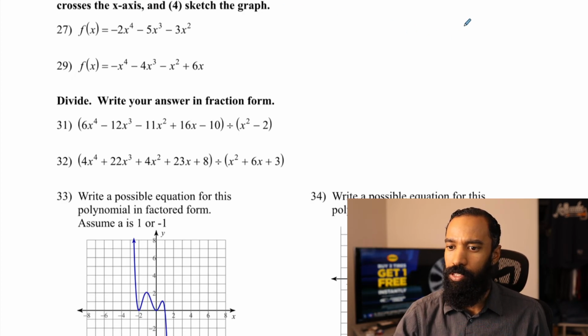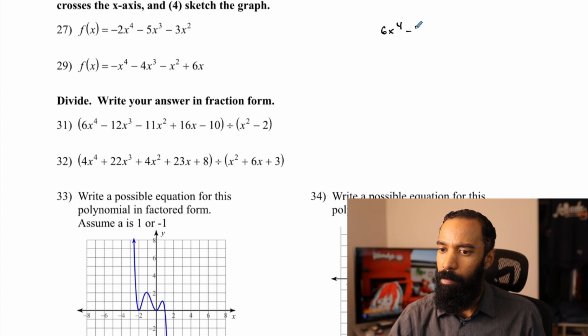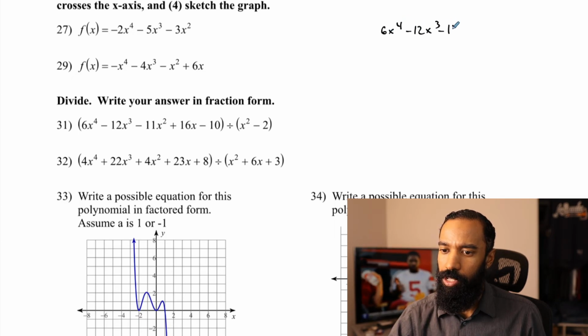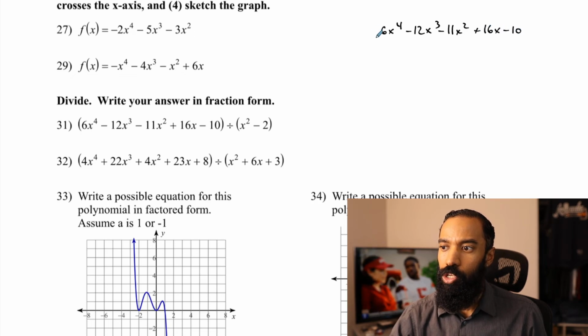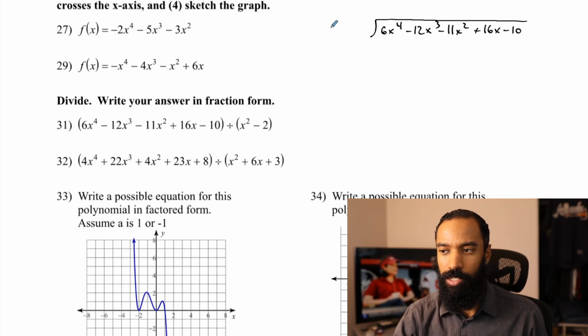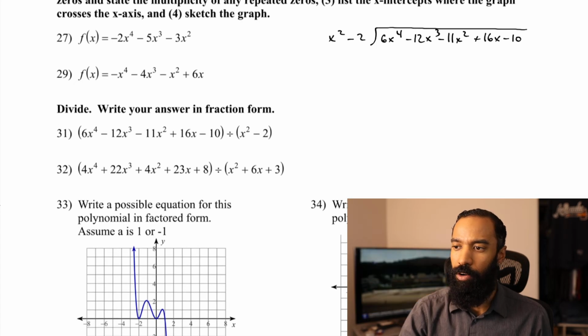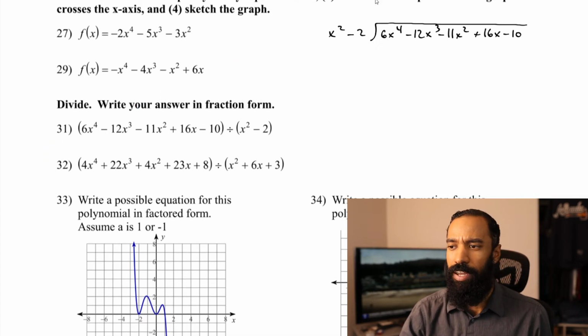I just have to rewrite this thing here. 6x to the 4th minus 12x cubed minus 11x squared plus 16x minus 10. And listen, you have to know how to do this stuff. You will probably want to know how to do long division for the next unit on graphing rational functions. Sometimes you have to divide.